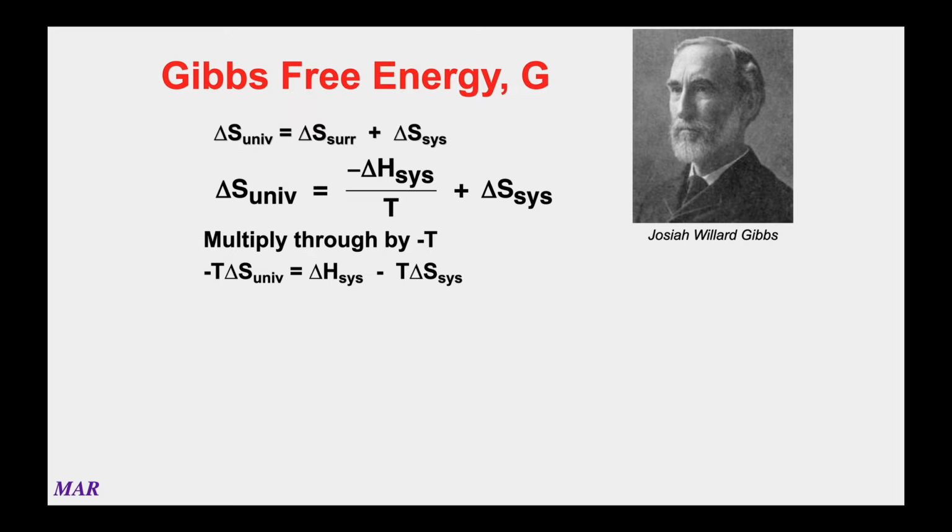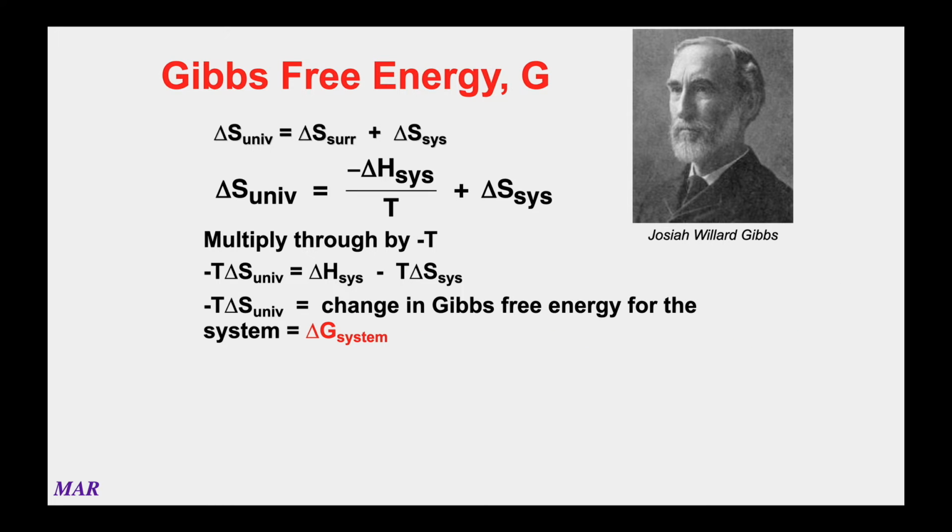But what people realized is that negative T times delta S of the universe, you can actually think about it as its own thermodynamic quality. And so what people did eventually is negative T delta S of the universe equals another thermodynamic quality called delta G of the system. And delta G is what they refer to as Gibbs Free Energy. And Gibbs Free Energy is yet another thermodynamic quality. So there's delta H enthalpy, there's delta S entropy, now there's delta G Gibbs Free Energy.